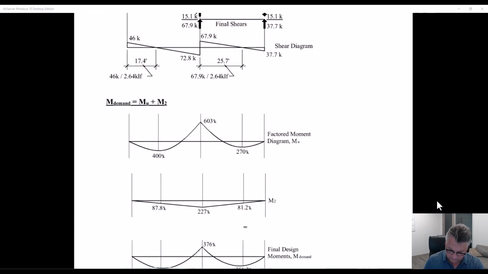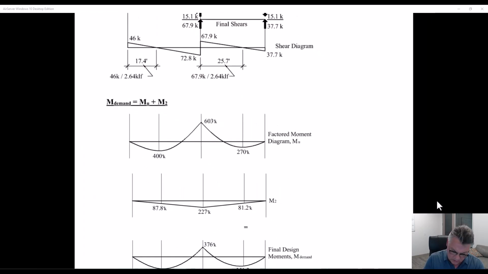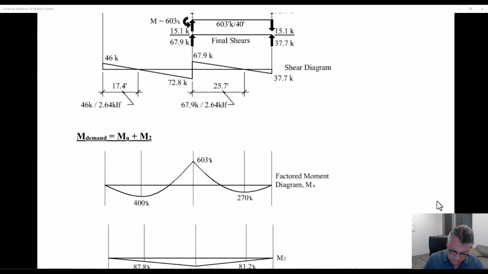One more time. The area under the shear diagram is the change in moment between 2 points. So it's the change in moment starting at 603 minus the area under this. So be careful. Every once in a while I get a student that just calculates this area and says it's the positive moment. That's not true. In this case, calculating this area would be the positive moment because you started at 0.